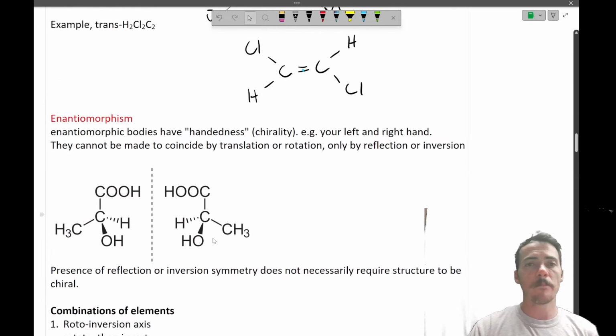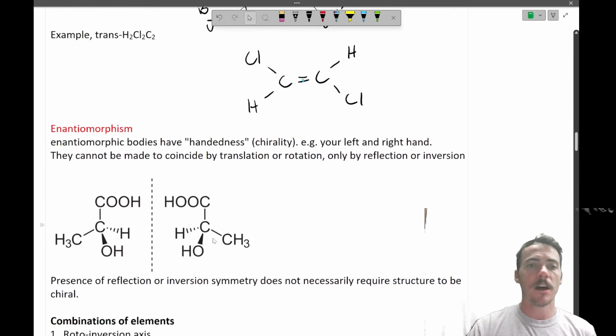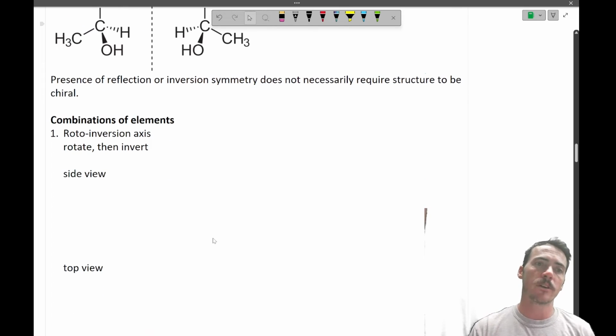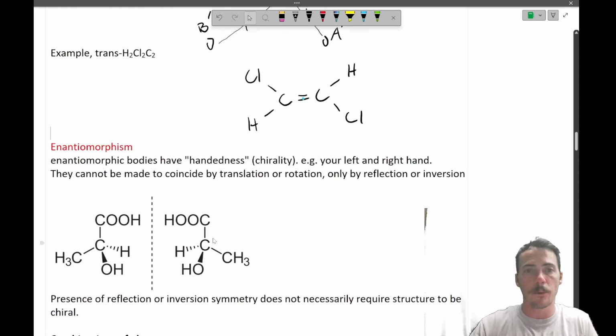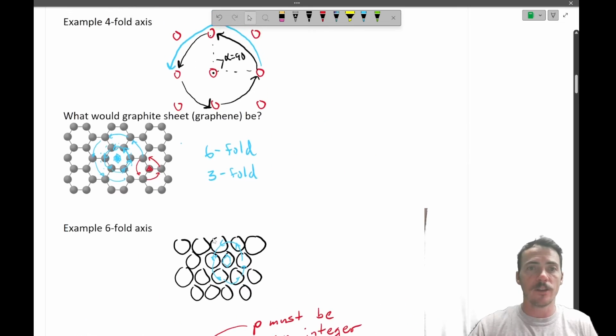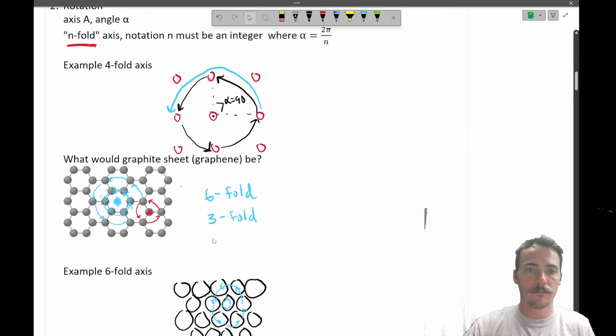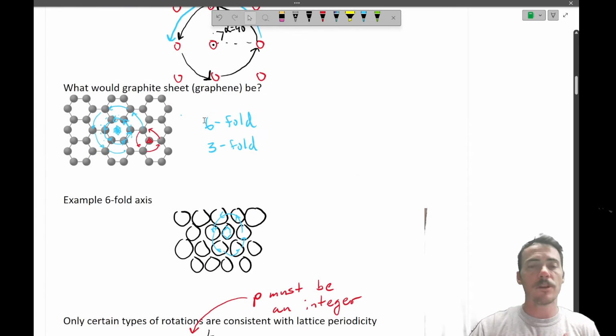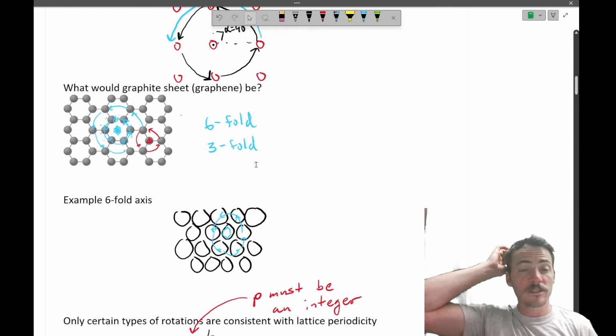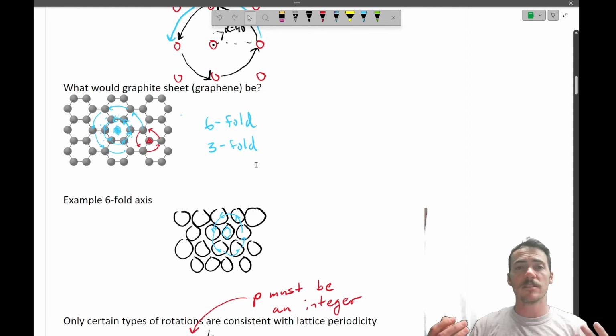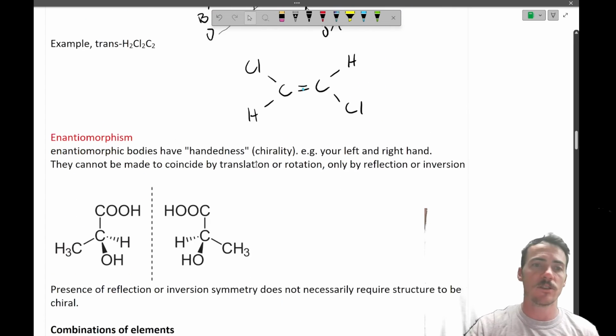Okay, so those are our basic symmetry elements. Of course, there are some that exist out of combinations of elements. We said before, for example, we showed you with graphite or graphene that you've got both threefold and sixfold, so you can have multiples. Well, sometimes when you have multiple symmetry elements, it creates another one. So let's take a look at this one.